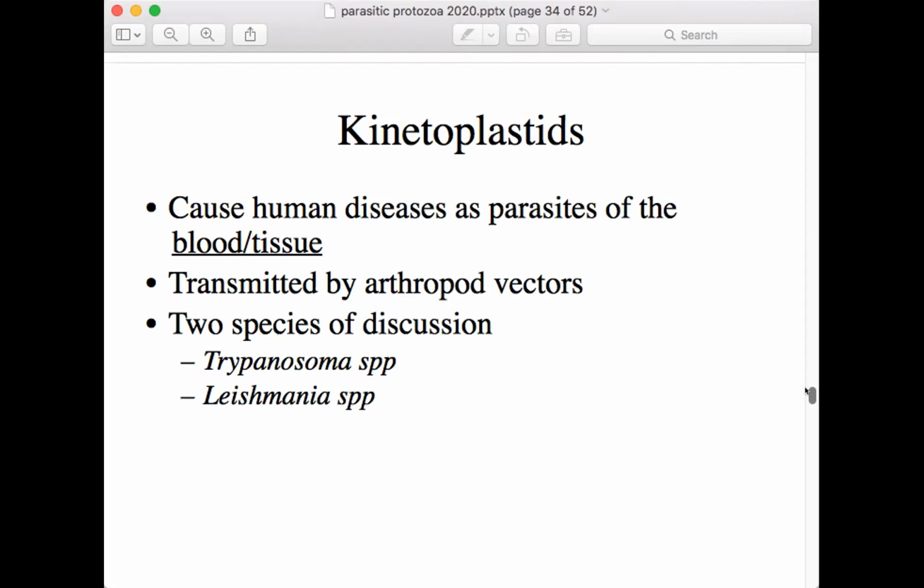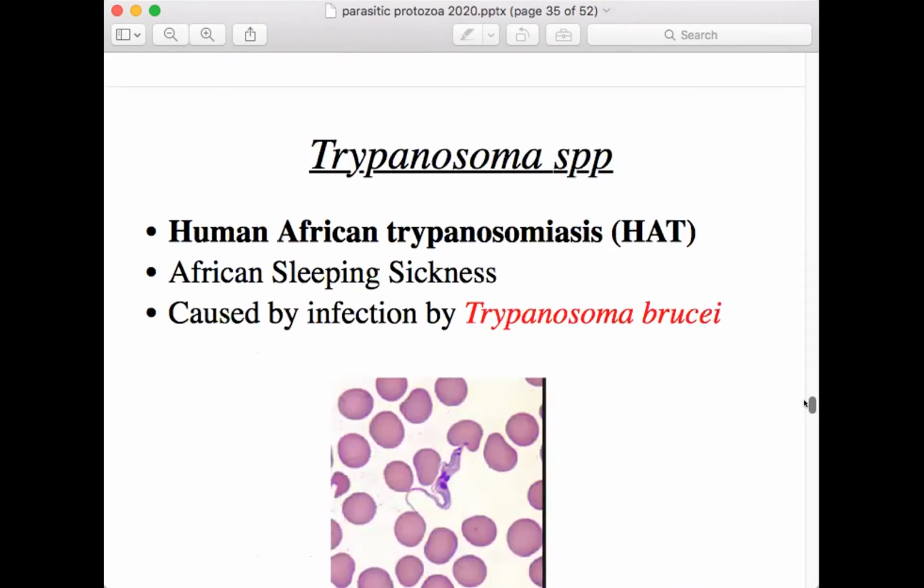Two species of discussion here that you've probably heard a lot about, and I've mentioned them a little bit earlier, are the Trypanosoma species and the Leishmania species. These are two very problematic organisms as they present a lot of problems in humans, okay? Let's look at some of the human diseases that are caused by some kinetoplastids, okay?